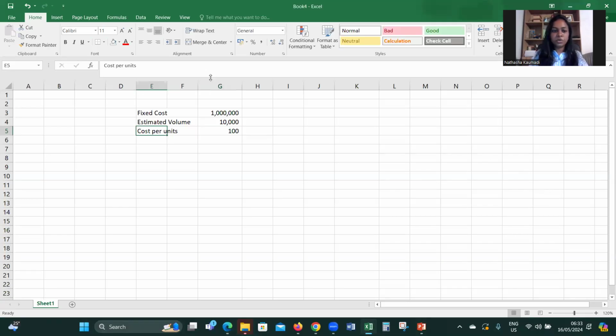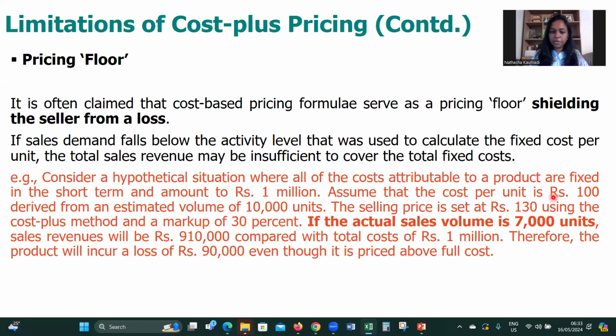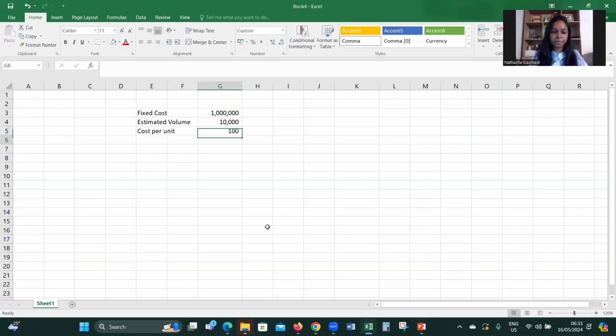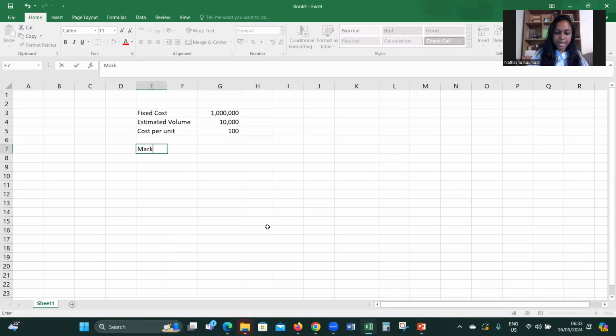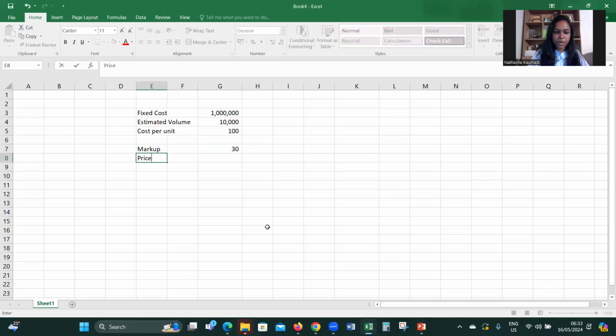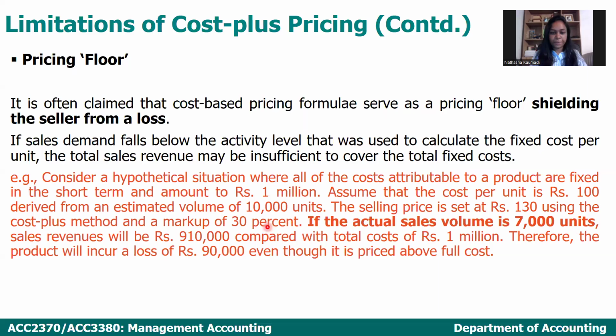You call it cost per unit. Cost per unit 100 rupees. The selling price is set at 130 rupees using the cost plus method and a markup of 30%. Okay. Now the markup is added. Markup is 30% means 30 rupees, right? 100 multiplied by 30%, 30 rupees. So you add the markup and then you have decided the price as how? Cost plus this markup, cost plus pricing, 130 rupees. This is our price.